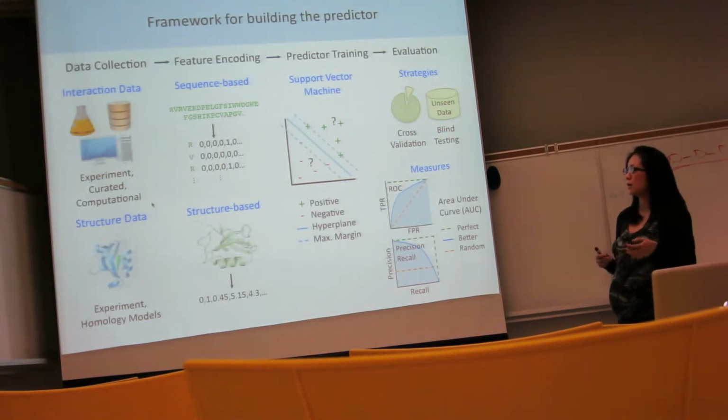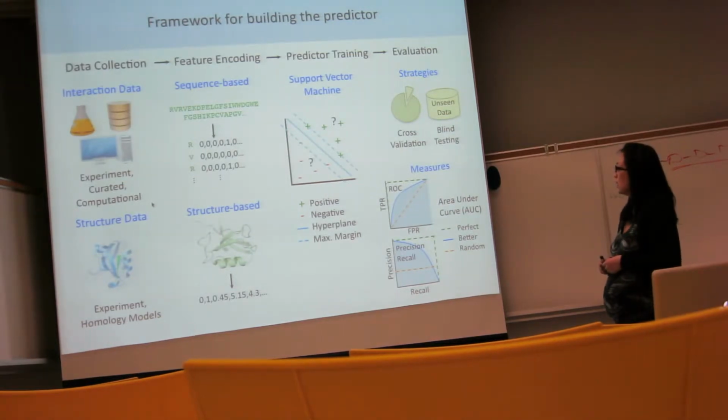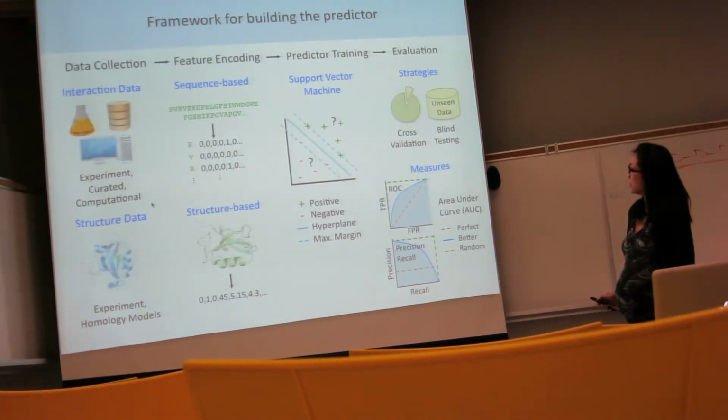And then the second component is feature encoding, and this involves taking the interaction or structured data and then encoding them into numerical format to allow for the predictor to learn patterns from it. And 2 types of encoding methods or information that I encoded are the sequence-based and structure-based information. The third component is actually to train the predictor.